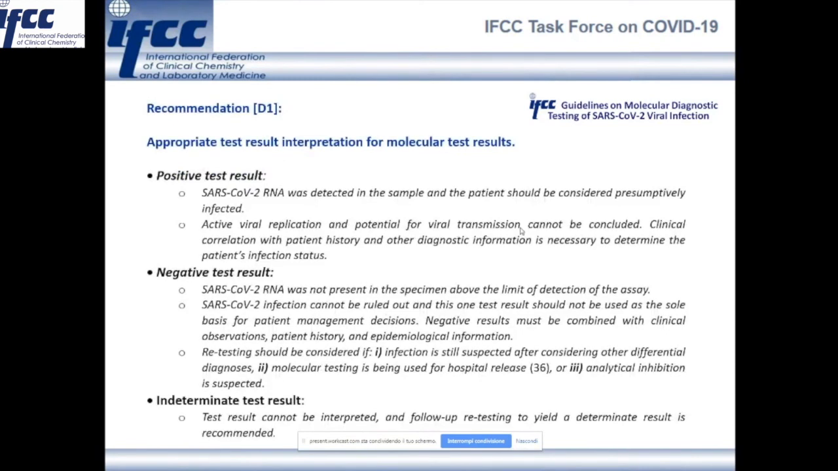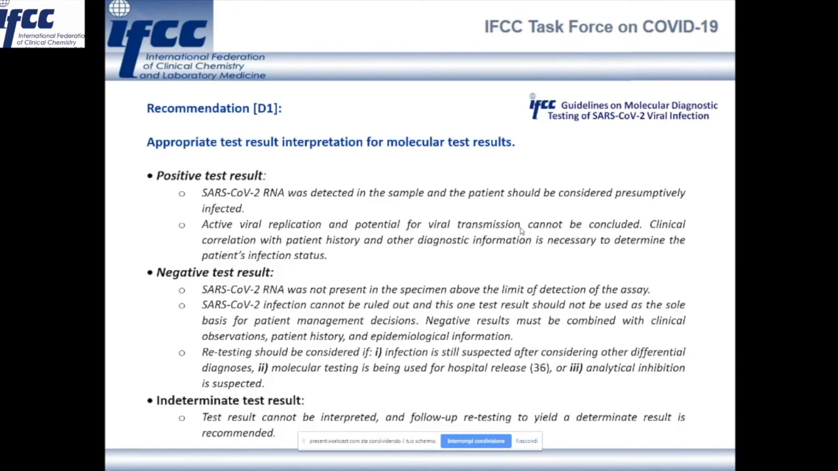Some final considerations on appropriate interpretation of molecular test results before handing over to my colleagues. A positive test result applies when SARS-CoV-2 RNA has been detected, so that the patient shall be considered presumptively infected, or when an active viral replication or the potential for viral transmission cannot be concluded. In such cases, clinical correlation with patient history is necessary along with obtaining other information.